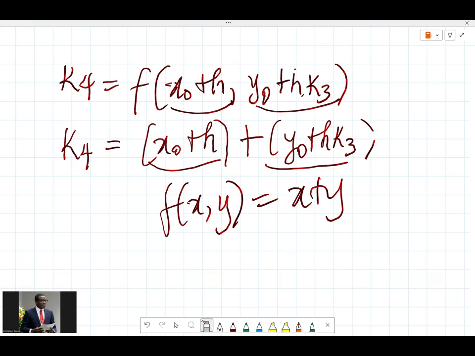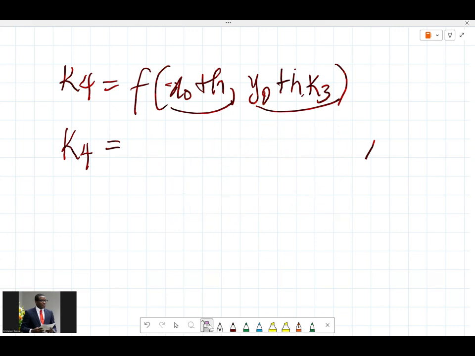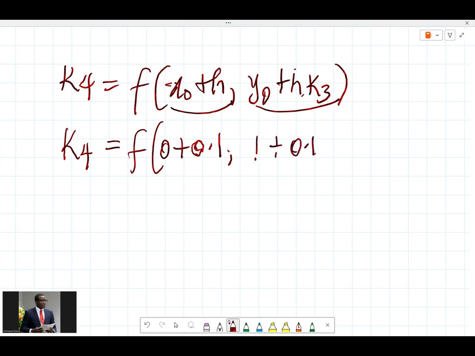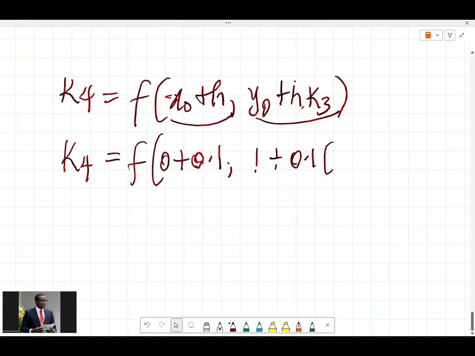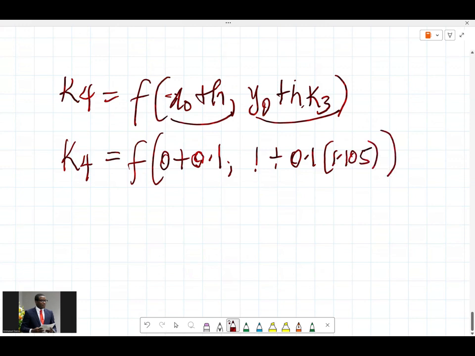But this time around, I'm not going to go that way. I'm going to take another approach. So you can know that you can now do it in another way. What I'm going to do here is, first of all, get the values of those things before adding them up. So I'm just going to have f of, as we know, x naught is 0, h is 0.1, comma y naught, which is still 1, plus h again is 0.1, and K3 is what we just got, that's 1.105.